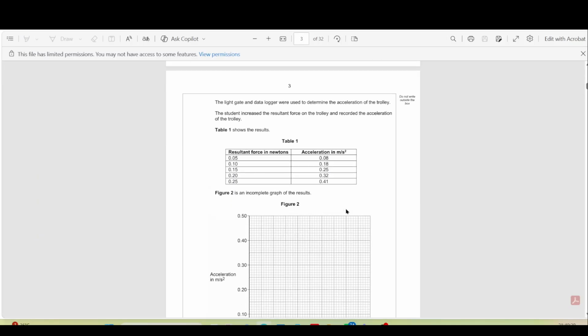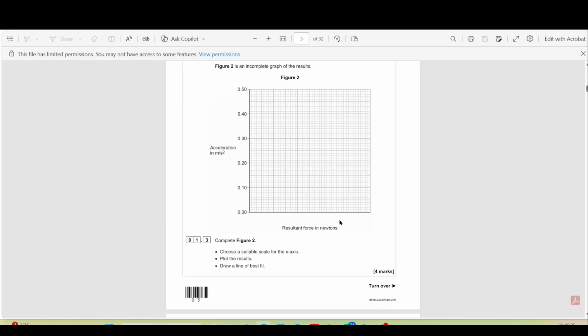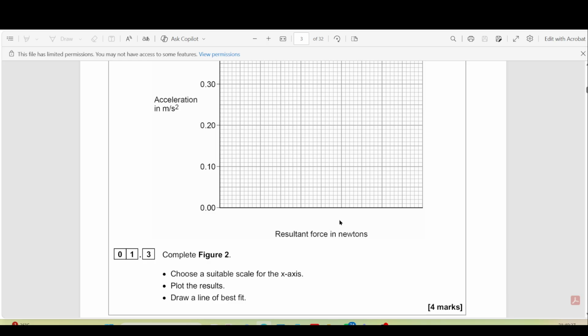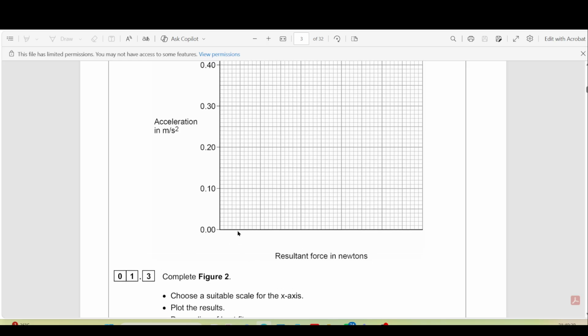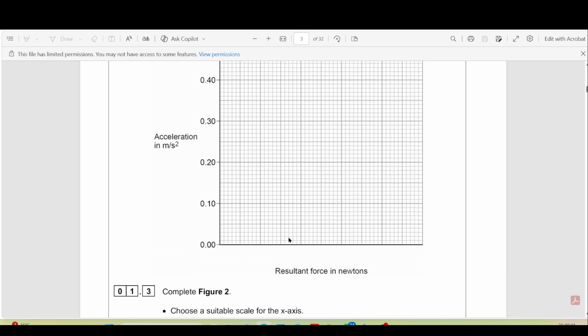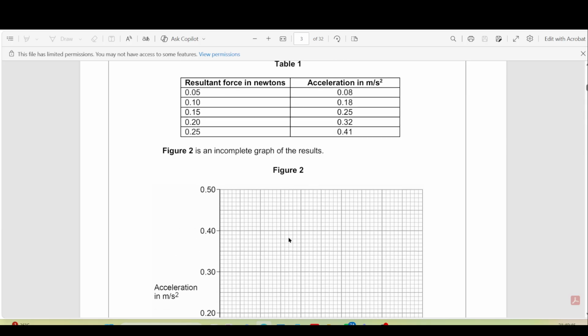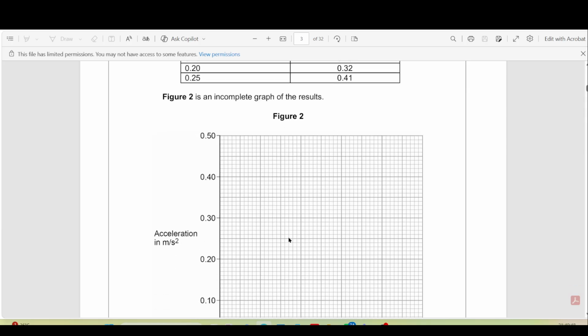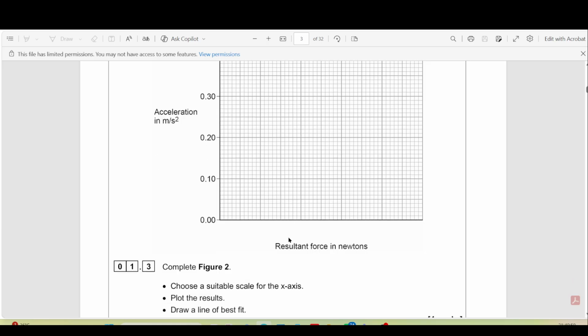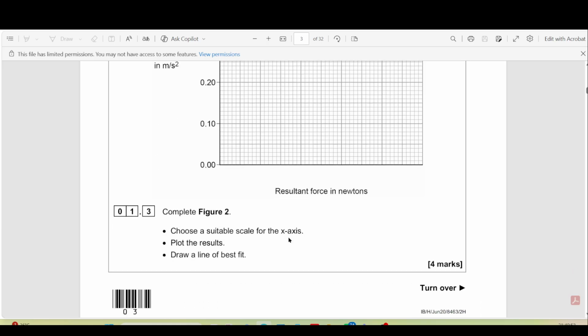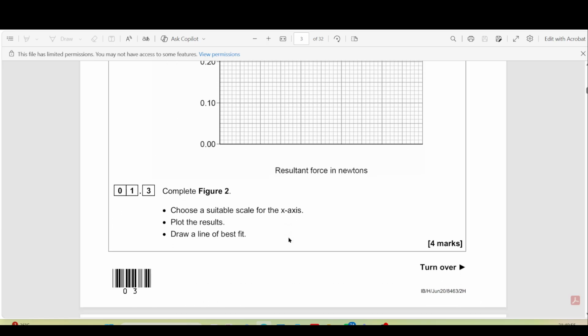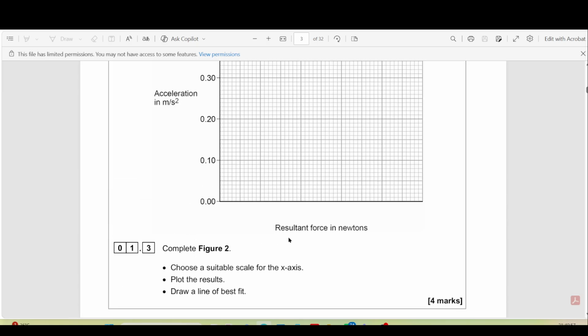0.05, 0.10, 0.15, 0.20, and 0.25. And then acceleration 0.08, so 0.08 is right here.